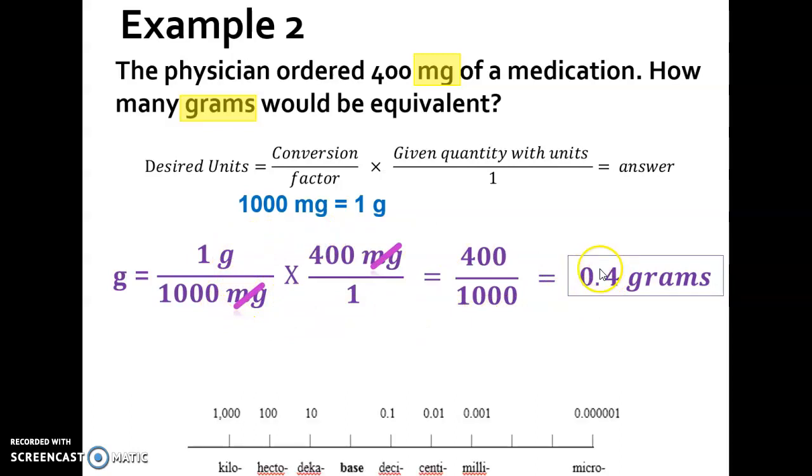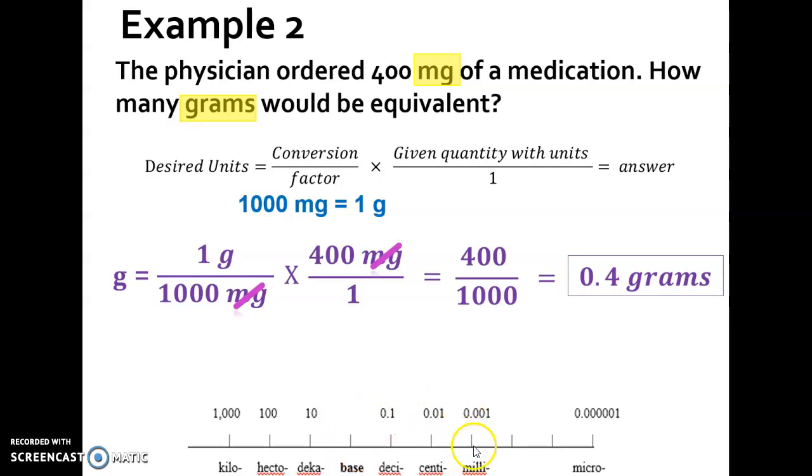But I also wanted to show you again on this metric conversion chart. We've got everything laid out: kilo, hecto, deca, base, deci, centi, milli, and then all the way out to micro. We were asked our problem, let's see, a physician ordered 400 milligrams. So that's sitting right in here at the milli spot. If we have 400 milligrams, how many grams would that be? Grams is our base here.